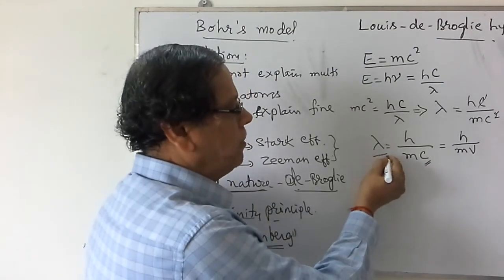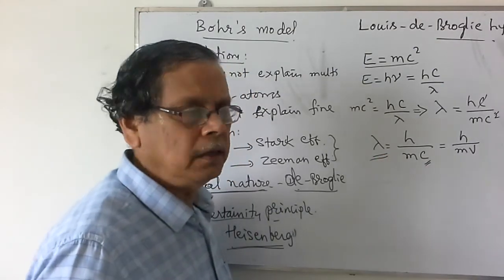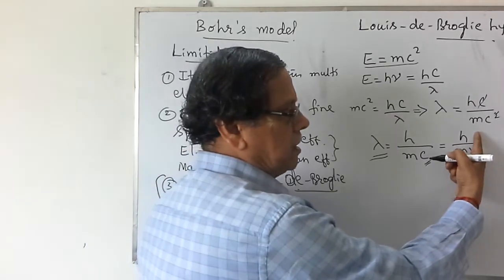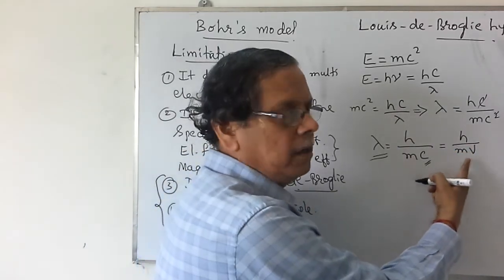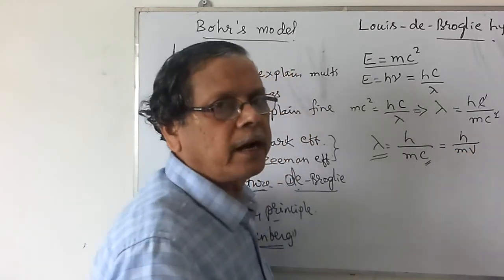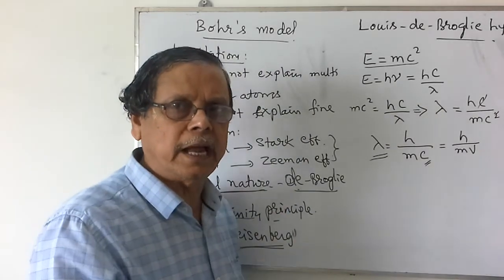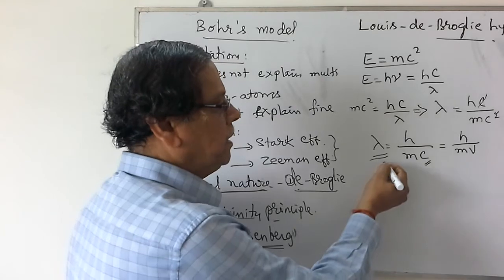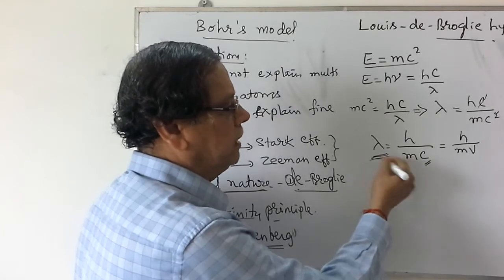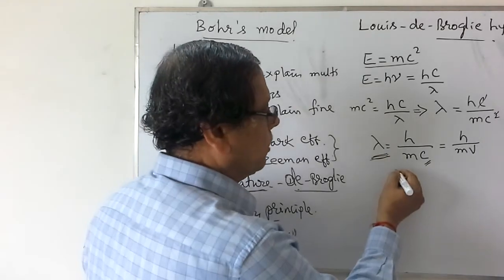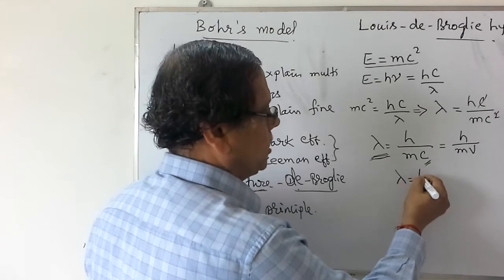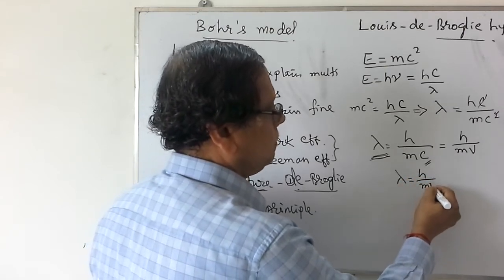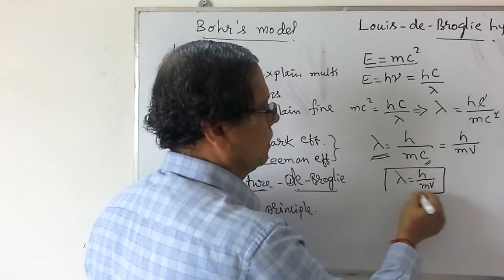Here lambda is wavelength of the electron, h is Planck's constant, m is mass of the electron, and v is velocity of the electron or velocity of the particle having very, very low mass. So for any such particle having the very low mass, we can calculate the lambda. So this equation, lambda is equal to h over mv, is called de-Broglie's equation.